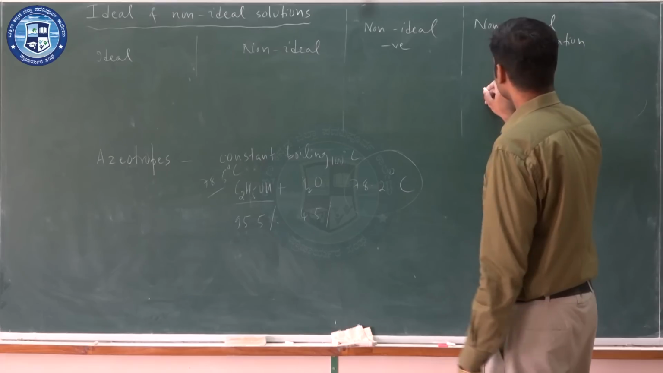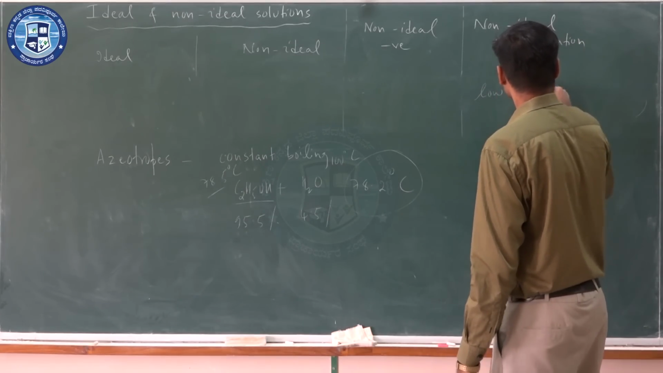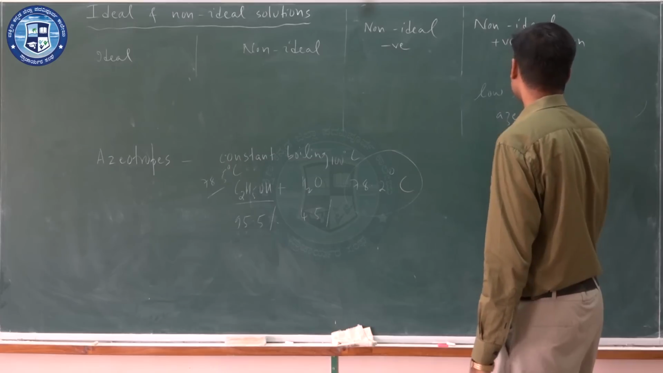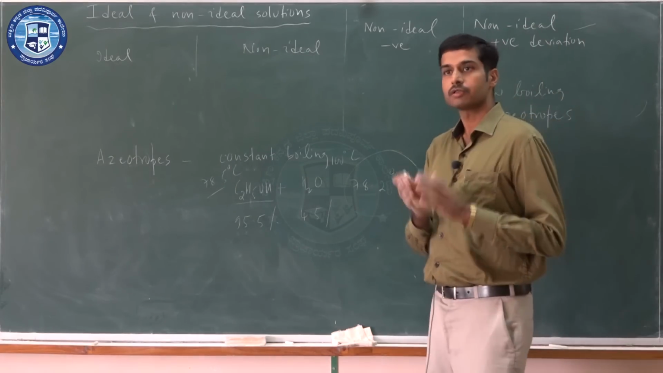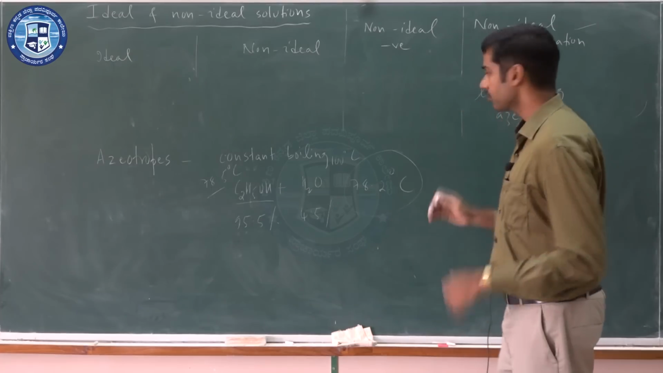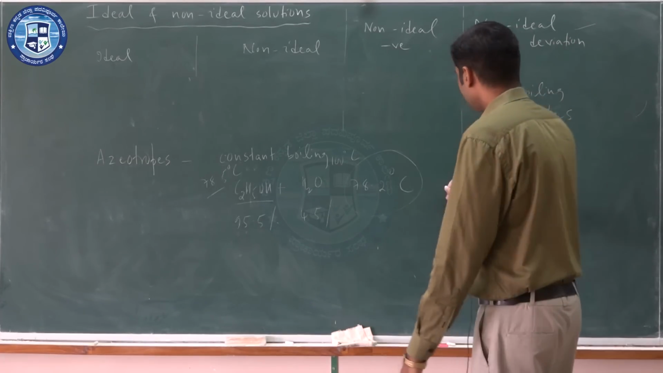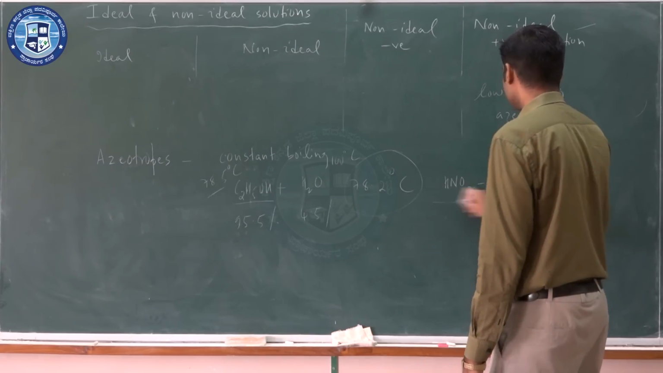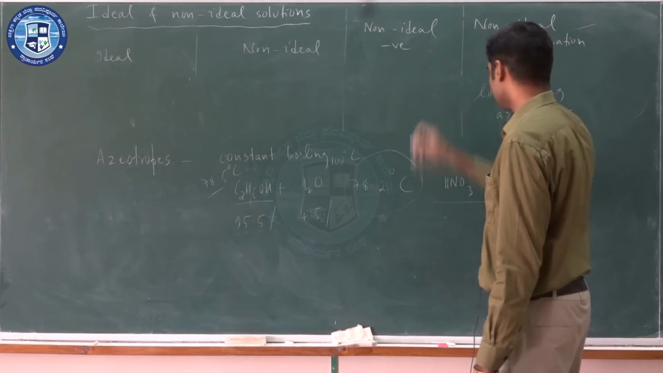Hence, we say that low boiling azeotropes or minimum boiling azeotropes are obtained in such a case. Solutions which exhibit positive deviation form low boiling azeotropes. I have got a nitric acid water mixture exhibiting negative deviation from Raoult's law. So, this will exhibit negative deviation.